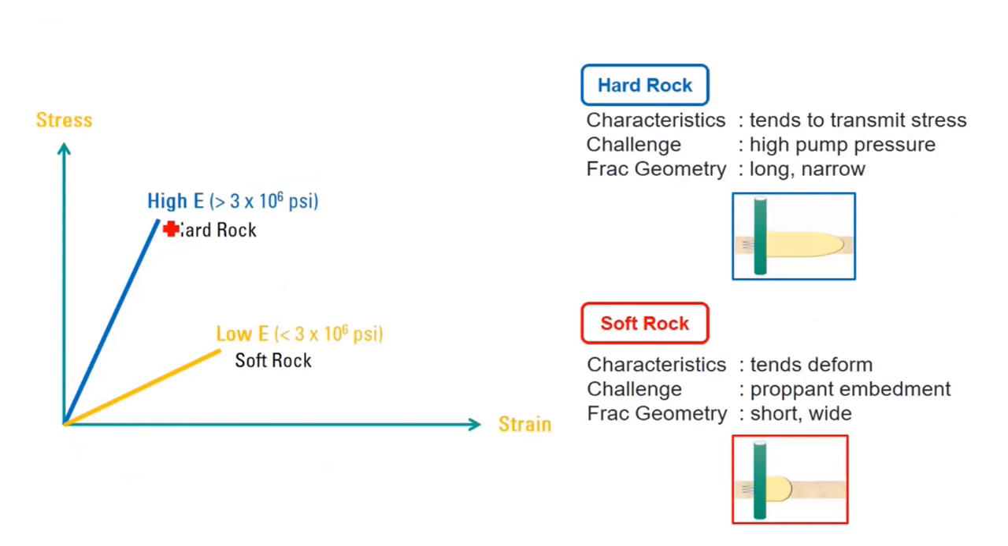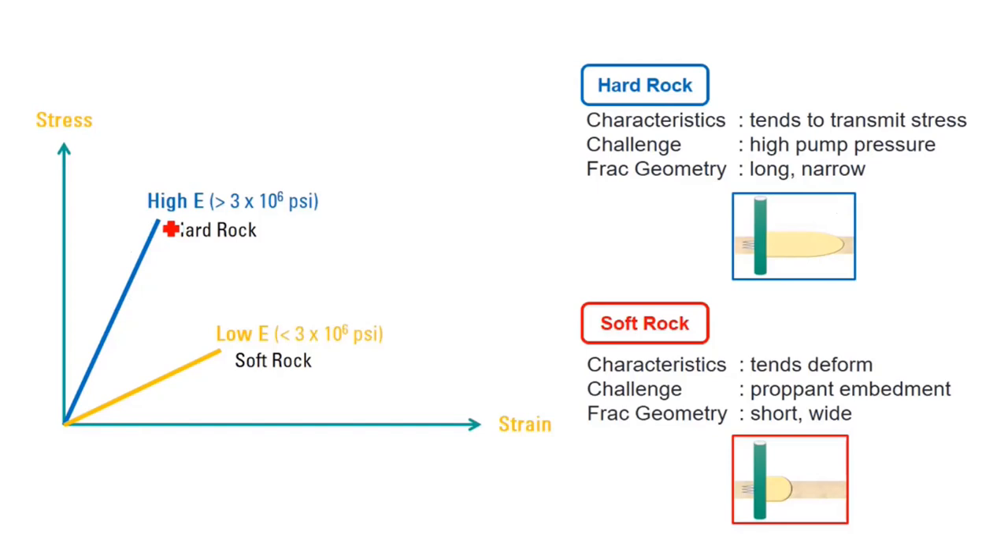In terms of hydraulic fracturing and the stress-strain relationship, you realize that for this particular curve, this one has a very high gradient and this one has a smaller gradient, and this represents the hard rock. If you have to perform hydraulic fracturing in a hard rock, you expect that it is possible for the fracture to extend very deep into the rock.